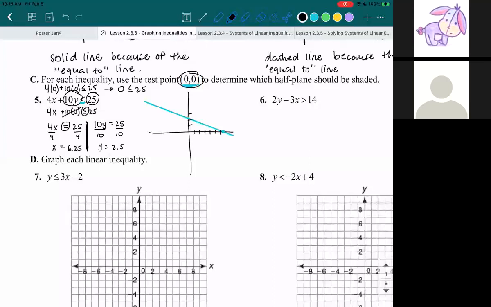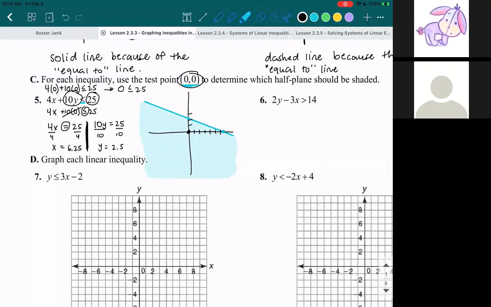So this point, it is true. 0, 0 should be part of our solution. Because we got a true statement, we want to shade the region that it is in, because this gave us a true statement. So I'm going to shade everything underneath. Why am I shading underneath? Because 0, 0 was underneath, and 0, 0 gave us a true statement.